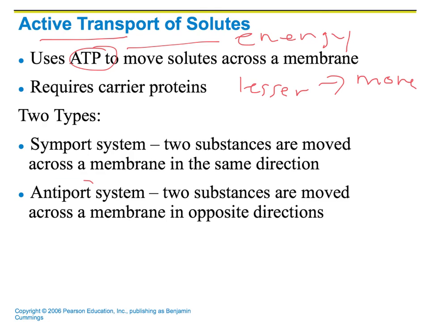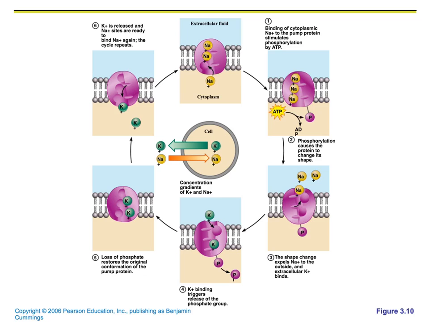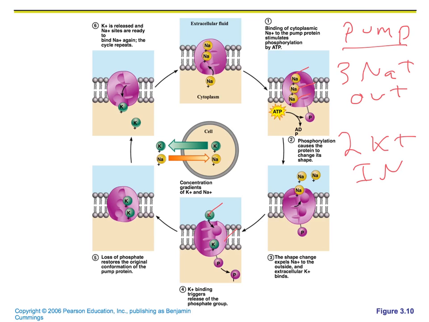And the one example we talked about was an antiport system, the sodium-potassium pump, in which these are moved in opposite directions. The sodium-potassium pump, 3, 1, 2, 3. And again, we did this in class, the pump. 3 sodium atoms are pumped out of the cell, and 2 potassium ions are brought into the cell. This differential exchange of 3 positives for 2 causes the inside of the cell to be negative relative to the outside.